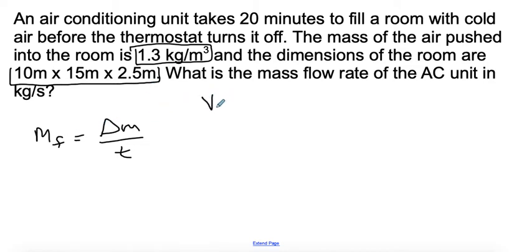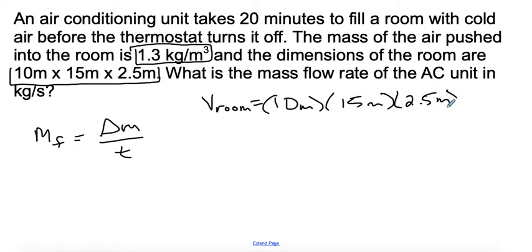We want the volume of the room. So big V sub room is going to be 10 meters times 15 meters times 2.5 meters. That's going to give me the volume of that room. So the volume of that room is 375 cubic meters.